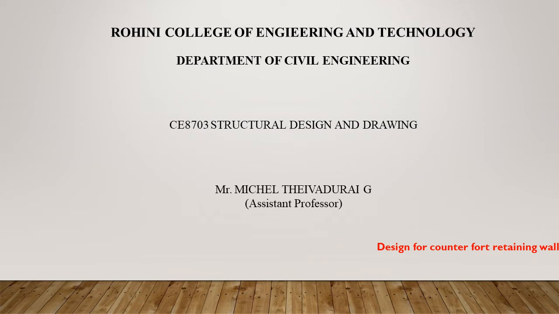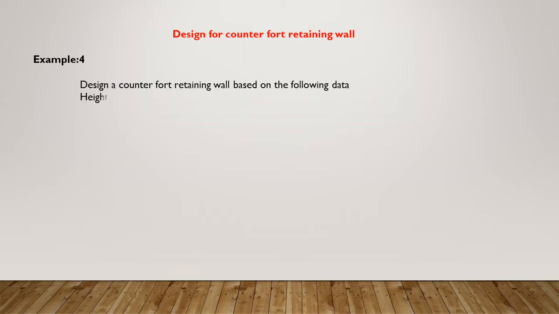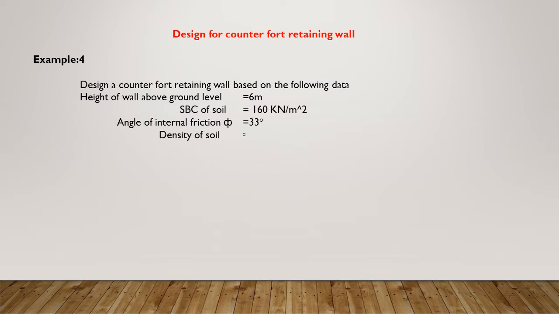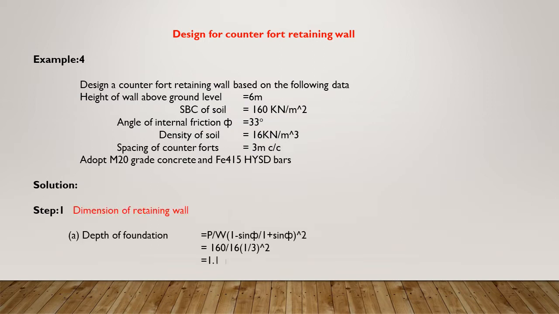Now we can see the design for a counterfort retaining wall. Example: design a counterfort retaining wall based on the following data. The height of the wall above the ground level is 6 meter. The SBC of soil, the safe bearing capacity of soil, is 160 kilonewton per meter square.